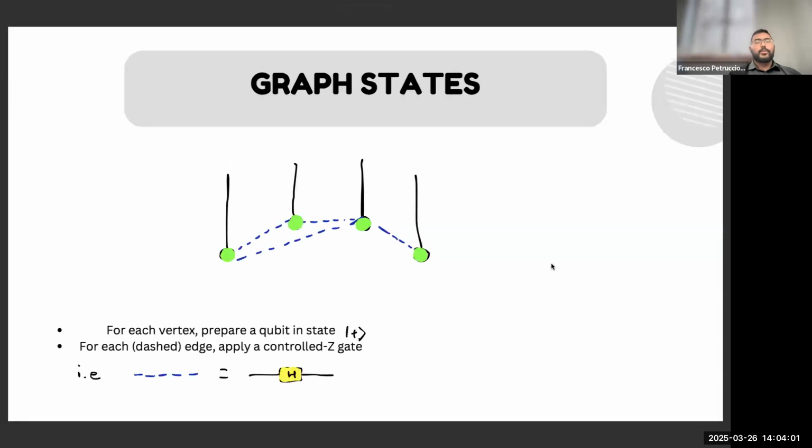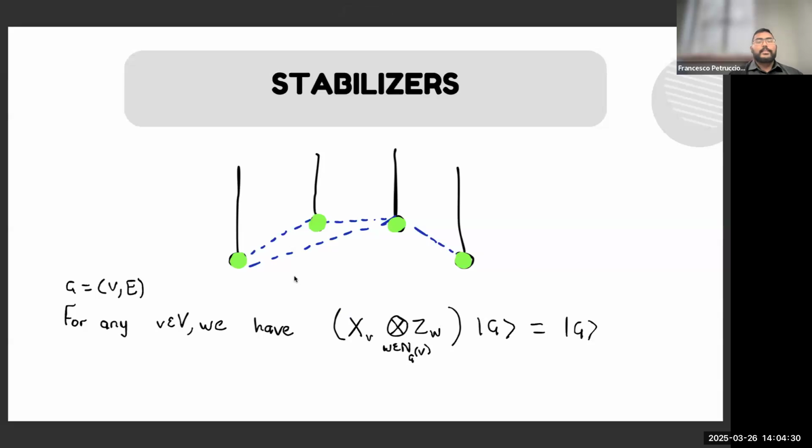So I did mention in this model, we are going to be initializing a resource state, or something that we call a graph state. It's going to be given by a diagram like this, where for each green vertex, we are going to prepare a qubit in the state plus. And for each dashed blue edge, we indicate a wire with a Hadamard gate on the wire. And this is nothing but our controlled Z gate. And this is a nice way to indicate the entanglement of our states.